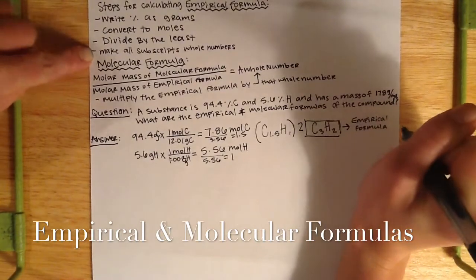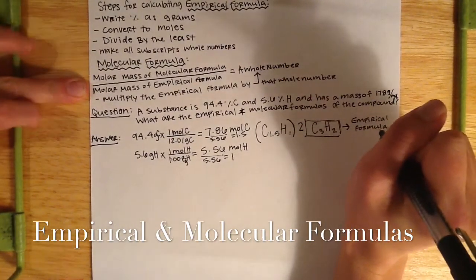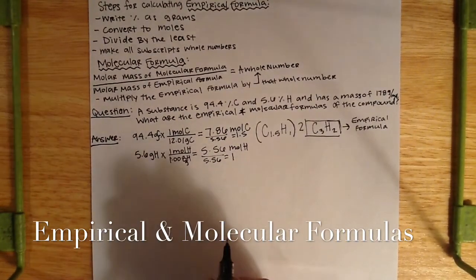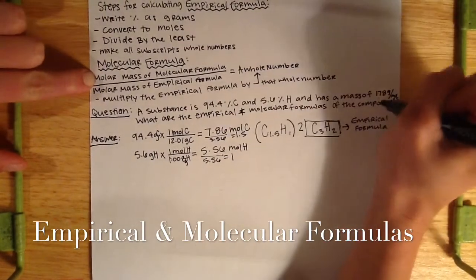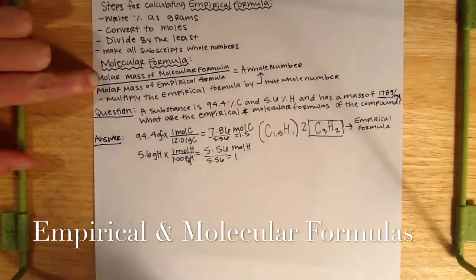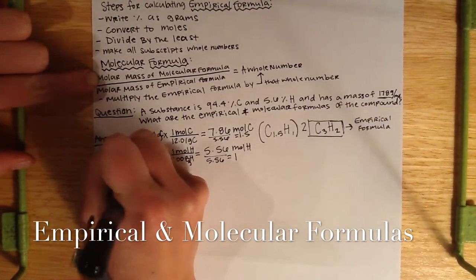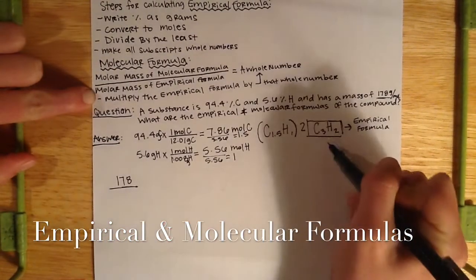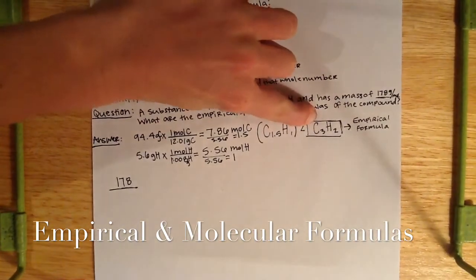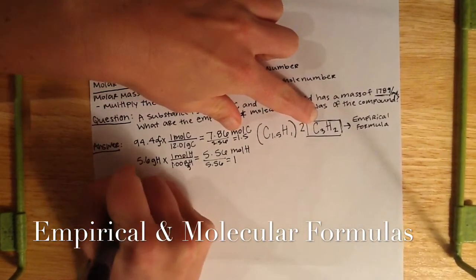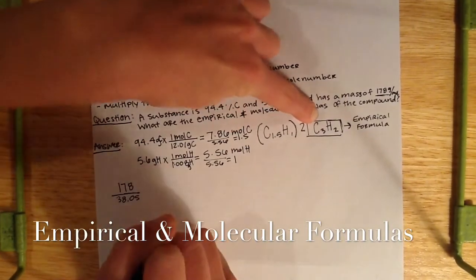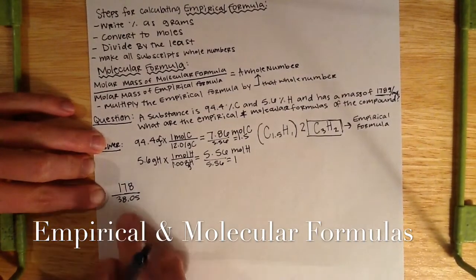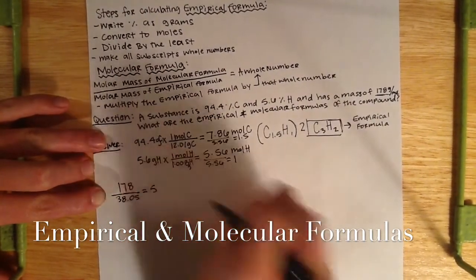Now for our molecular formula. So here is our formula to find the molecular formula. And it says that we need to take the molar mass of the molecular formula, which we get from right here, which is 178, divided by the molar mass of the empirical formula. So we have to find the molar mass of this right here, which is 38.05, which we get from the periodic table. And when we divide this out, we get a whole number of 5.